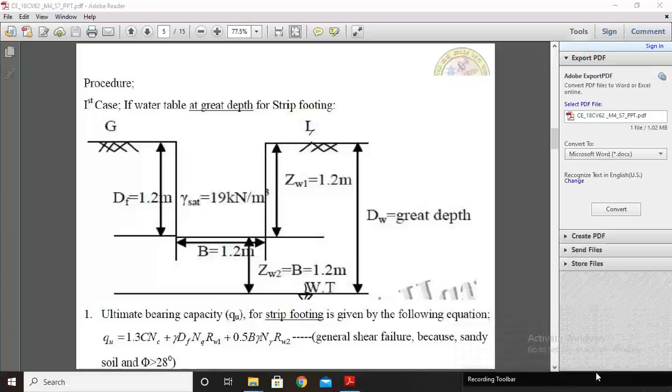Now see, the ultimate bearing capacity for strip footing is given by the following equation: Qu equals 1.3 times c Nc plus gamma Df Nq into Rw1 plus 0.5 times B gamma N gamma Rw2. This is for general shear failure because sand is soil and phi is greater than 28 degrees.